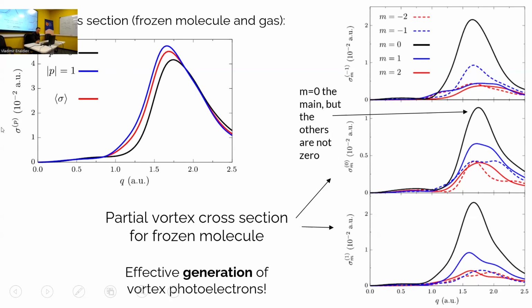But it's a total cross-section, and we can consider the vortex cross-section. It's a cross-section which represents the probability to find an electron in the state with fixed angular momentum m. And of course, the dominant channel is m equals 0. So the majority of the electrons will be in the state with vorticity equal to zero, but with these blue and red lines, a lot of electrons will be in a vortex state at infinity.